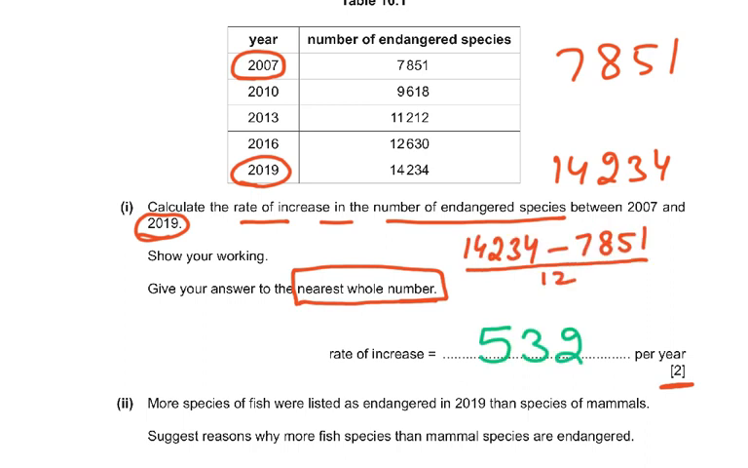What you have to understand is that from 7,851, the number of endangered species went up to 14,234. So the number of endangered species had increased. So they want you to give us the rate of increase. So 2019 minus 2007 would be 12 years. So this is a record of 12 years from 2007 to 2019. So we have to divide 14,234 minus 7,851 by 12, and the nearest whole number is 531.9 or something. So you give the answer as 532.